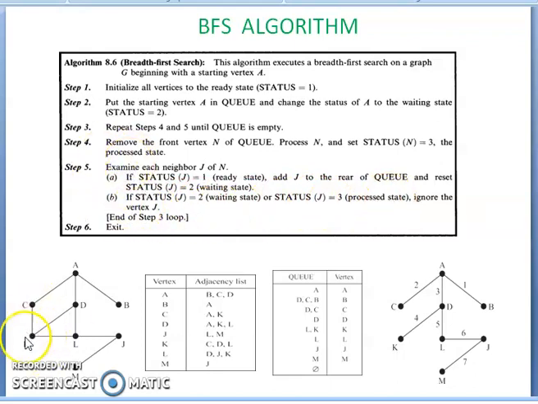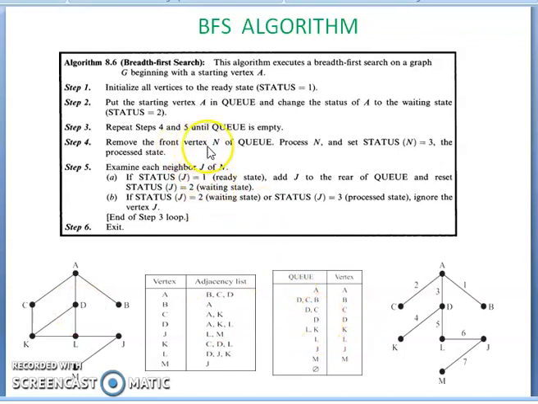And what is the next neighbor for C? The next neighbor for C is K. K's status is 1. Just add K to the Q and change the status value to 2, the waiting state, right? So add K to the queue. After D, K is there, only one element K. Now in the Q there are only two elements, K and D.